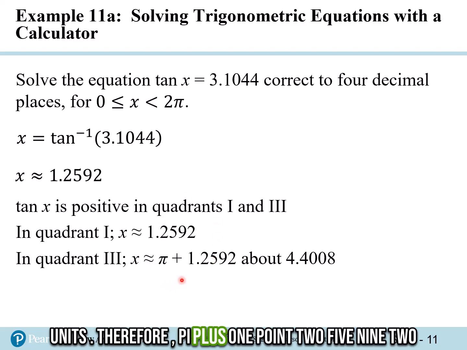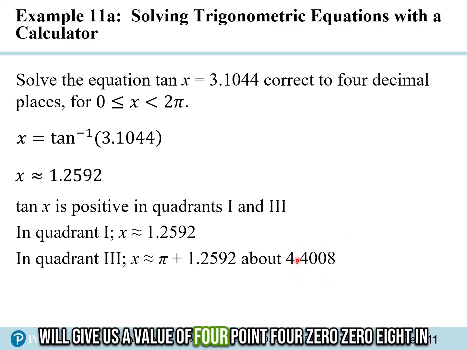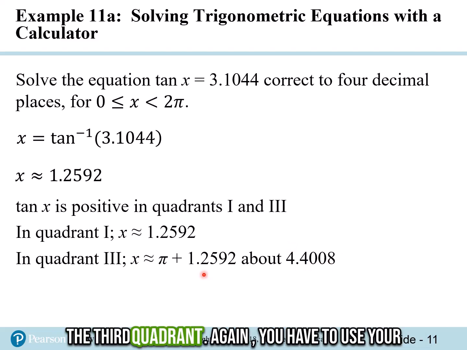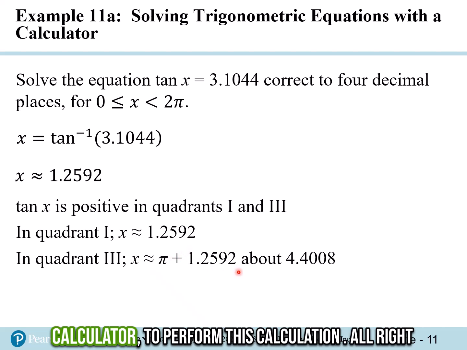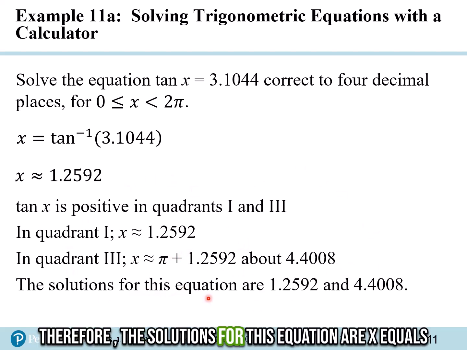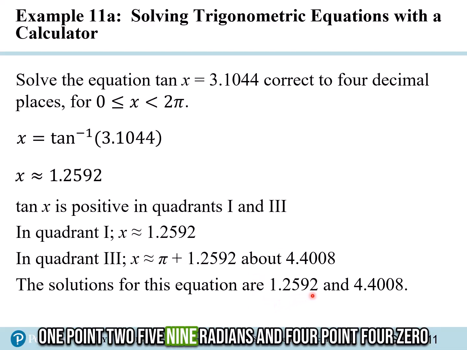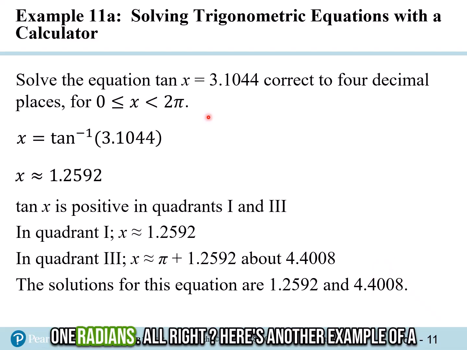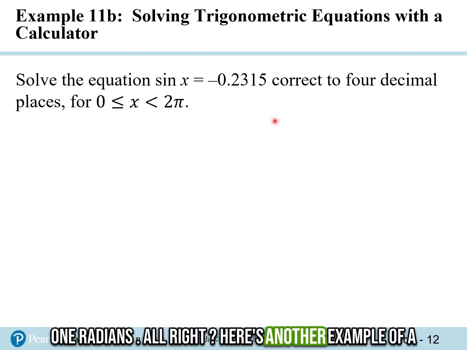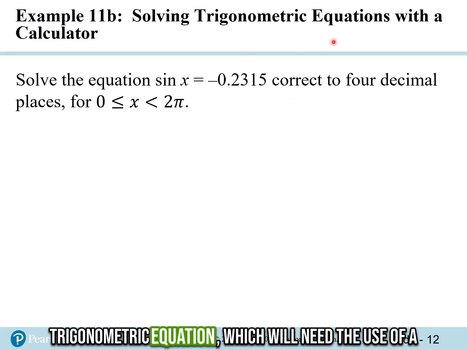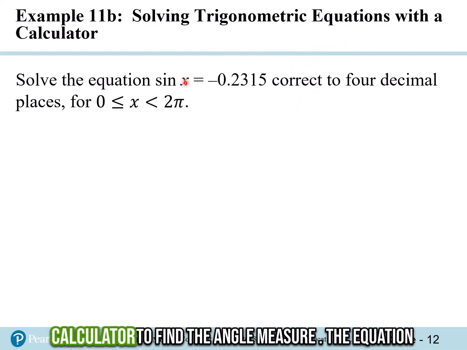Therefore, pi plus 1.2592 will give us a value of 4.4008 in the third quadrant. Again, you have to use your calculator to perform this calculation. All right? Therefore, the solutions for this equation are x equals 1.259 radians and 4.401 radians.